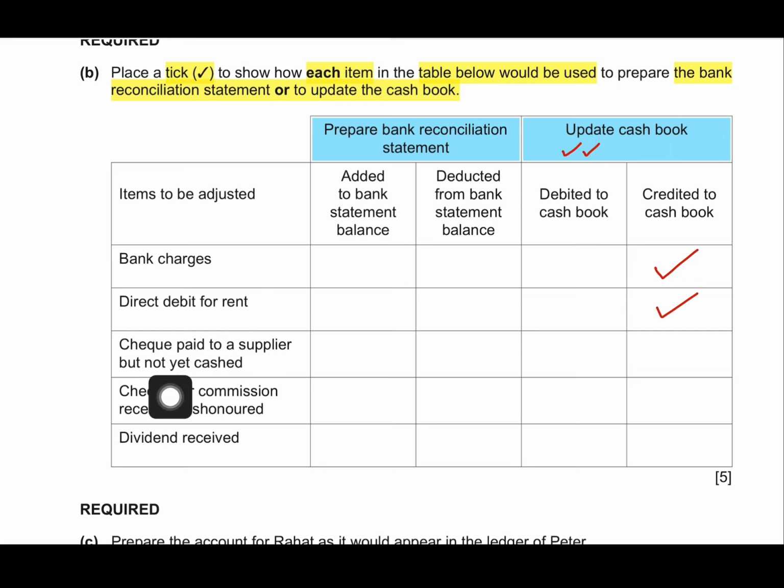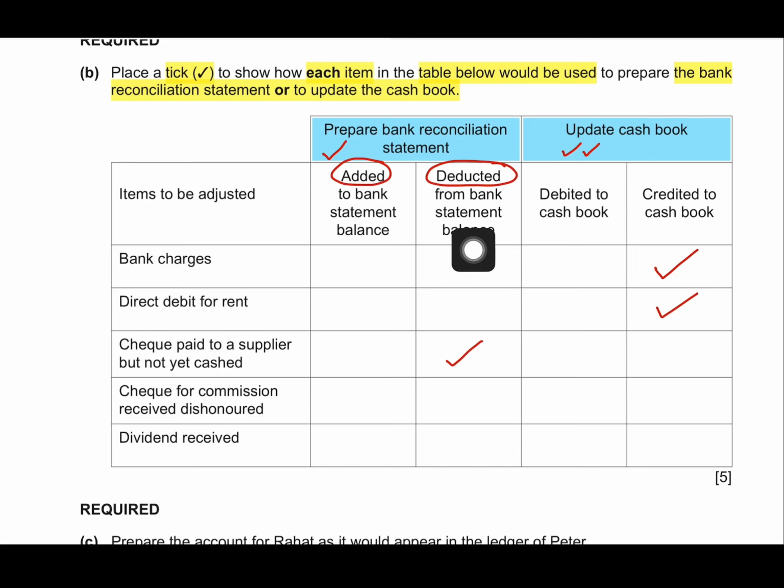Thirdly, check paid to a supplier but not yet cashed. We have written that check, we have recorded that check in the cash book, but it hasn't been cashed or processed by the bank. So where would that be recorded? Of course it will be recorded in the bank reconciliation statement because it is already recorded in the cash book. But should this be added to the bank statement balance or subtracted from it? What is this? Unpresented or uncredited? It's an unpresented check. An unpresented check is deducted from the bank statement balance, right?